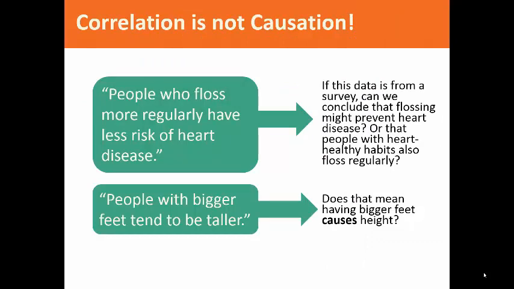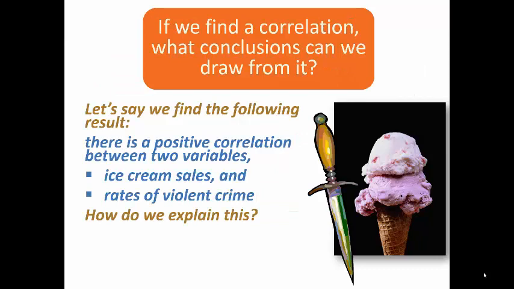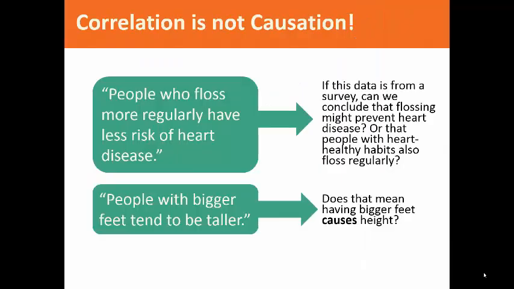What likely happened in the previous example is that we know that crime seems to increase on hot days, and on hot days people eat more ice cream. Therefore, both of those things are probably correlated with the temperature, and therefore they appear to be correlated with one another. So people who floss more regularly have less risk of heart disease. If this data is from a survey, can we conclude that flossing might prevent heart disease, or that people with healthy habits also floss regularly?